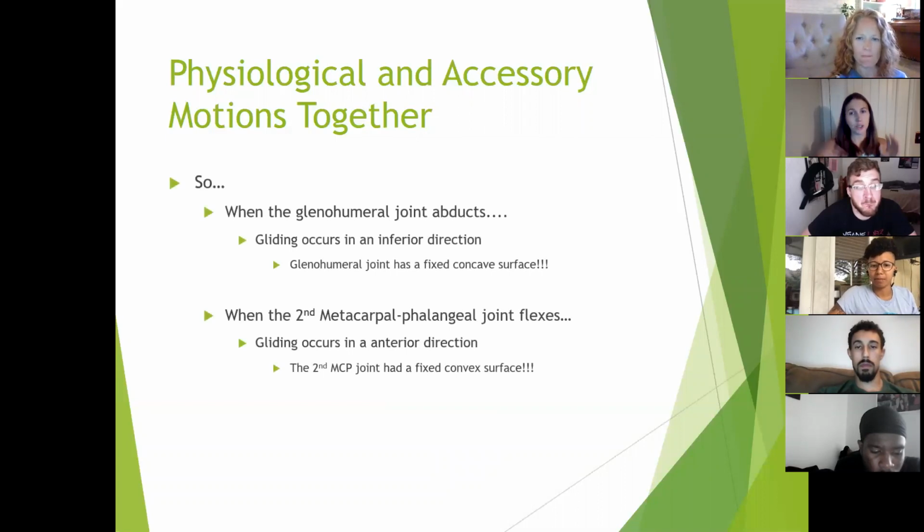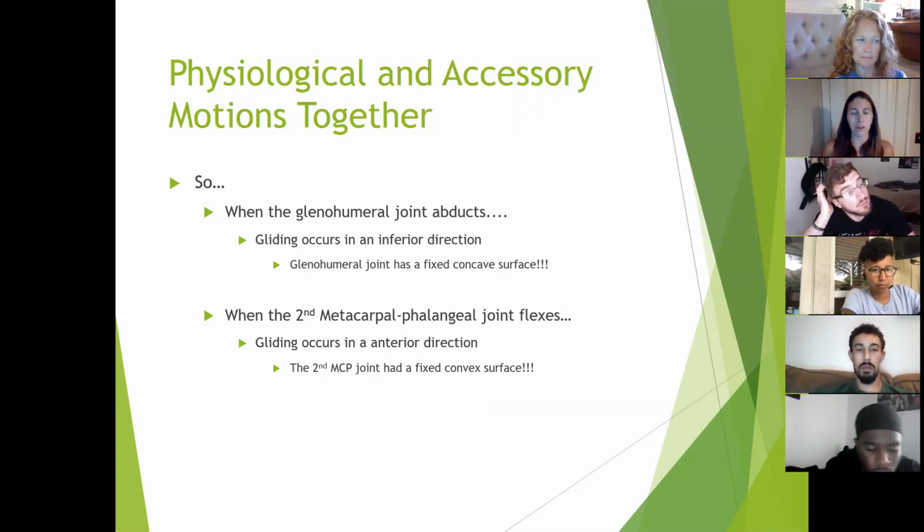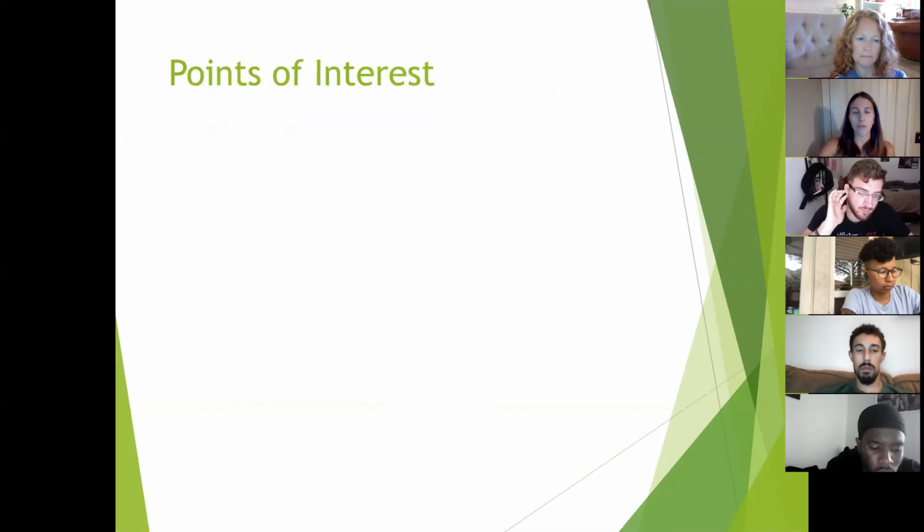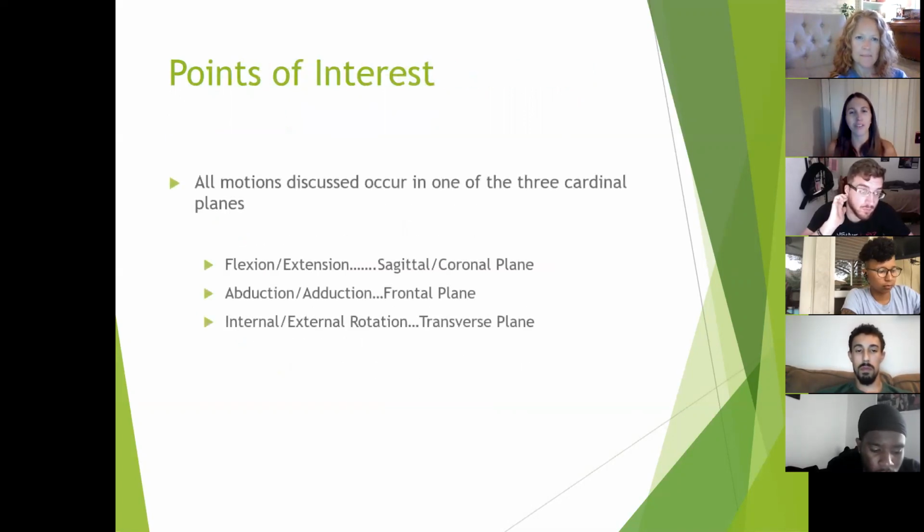All right, so what that means, when the glenohumeral joint abducts, remember AB, so we're going away, gliding occurs in an inferior direction, right? Because it's going in the opposite direction. I'm not going to confuse you and go into the fingers until next time. I want you guys to go watch that video. Okay? Sorry for messing up the most important slide right there. All right, now I'm just kidding.